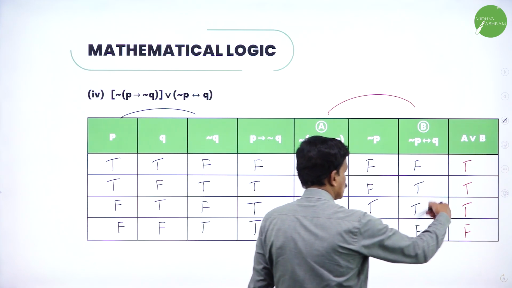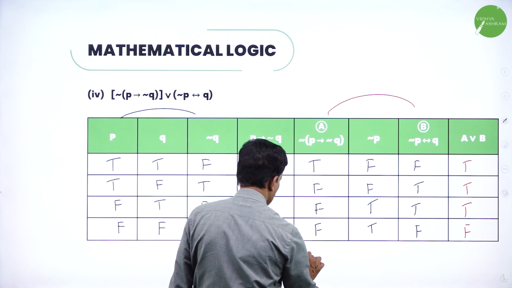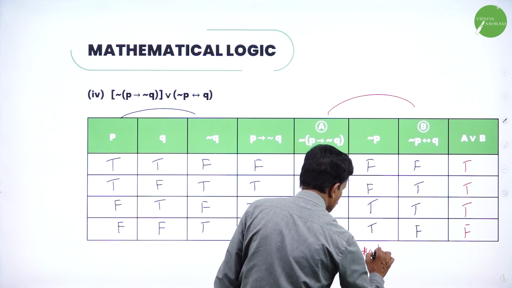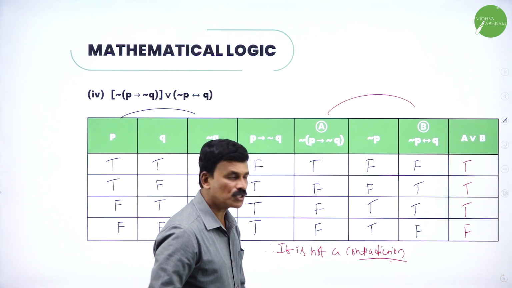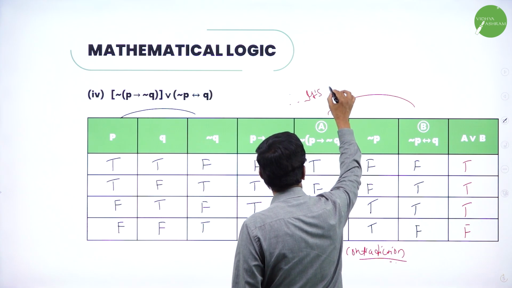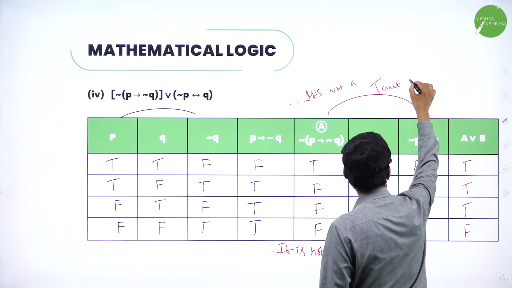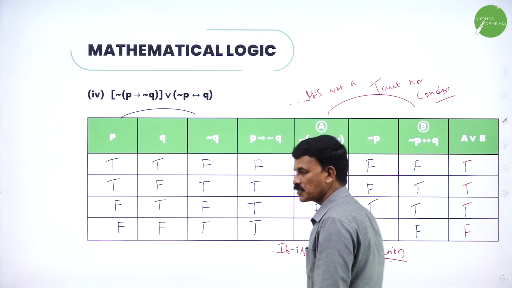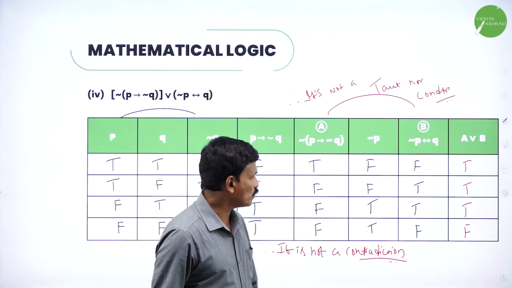Therefore, from this we can say that it is not a contradiction. So what do you say? This is neither a tautology nor a contradiction. Therefore, it is not a tautology, nor a contradiction. Hope you followed. Right. Now move on to the next problem.